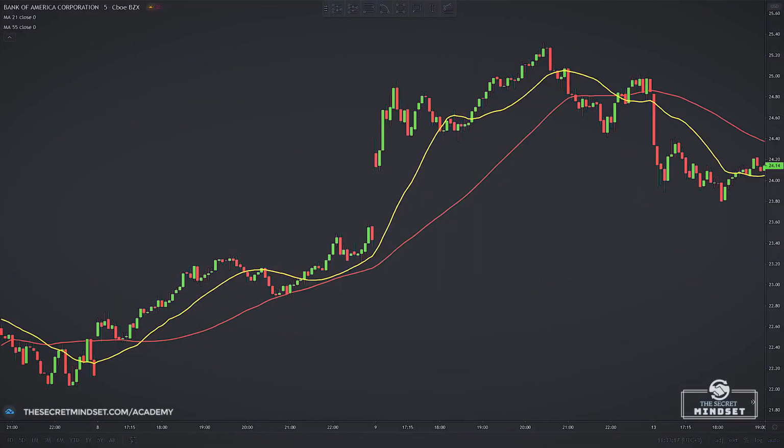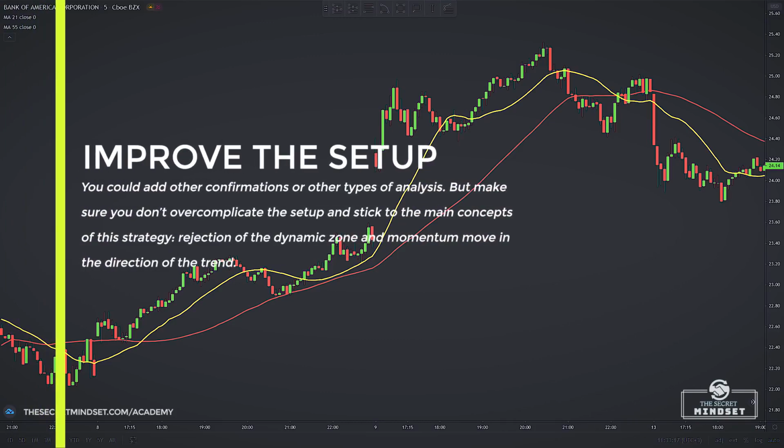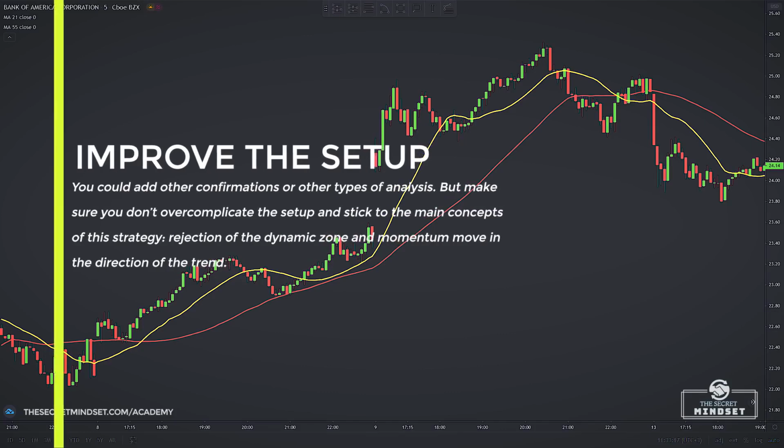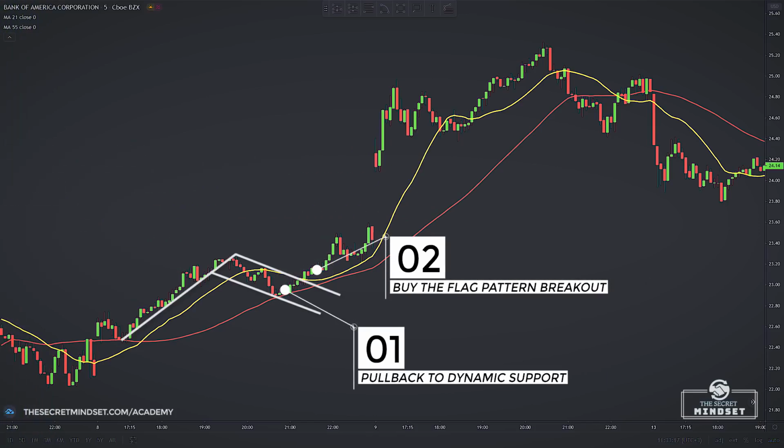This is not a perfect strategy. You will encounter losing trades, and for this reason, you could add your personal spin on it, additional confirmations or other types of analysis. Just make sure you don't overcomplicate it and stick to the main concepts of the strategy: rejection of the dynamic zone and the momentum move in the direction of the trend.